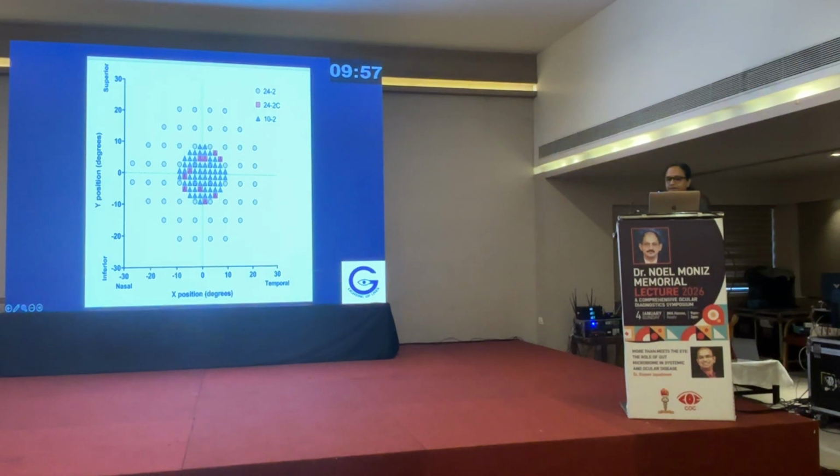In the standard 24-2 test, there will be 54 points tested and the points are separated by 6 degrees. In the central 10-2, 68 points are tested and these points are only 2 degrees apart. So it can detect early changes and also early progression.